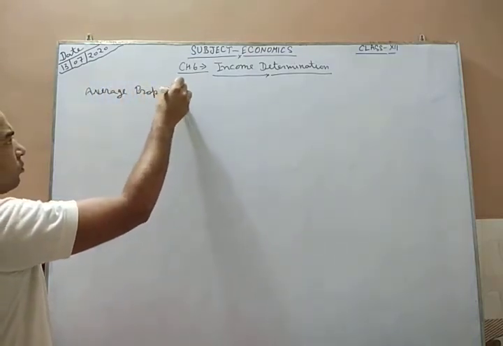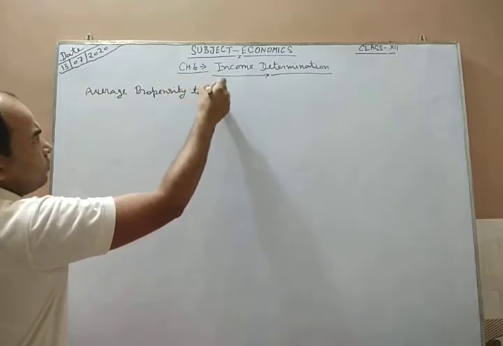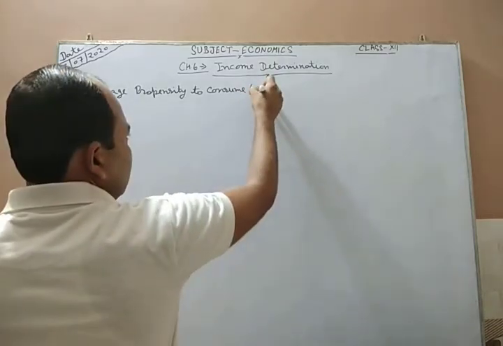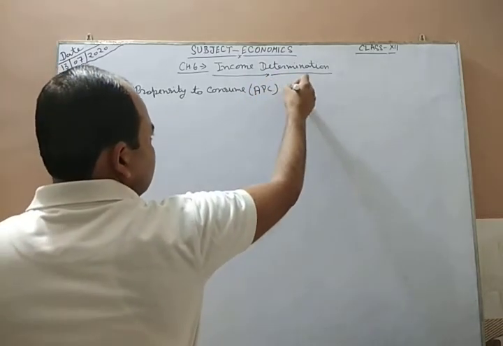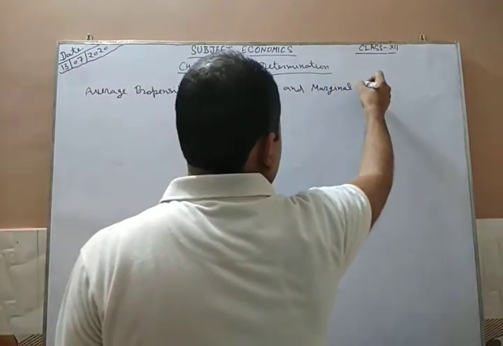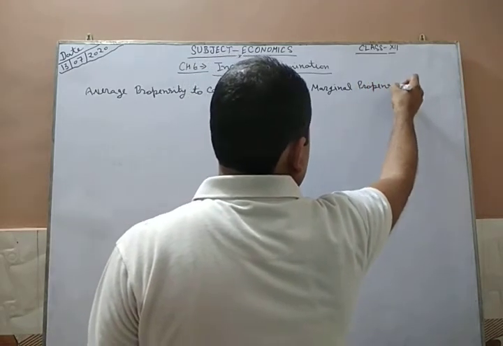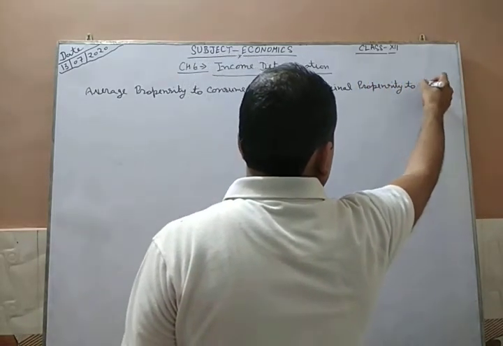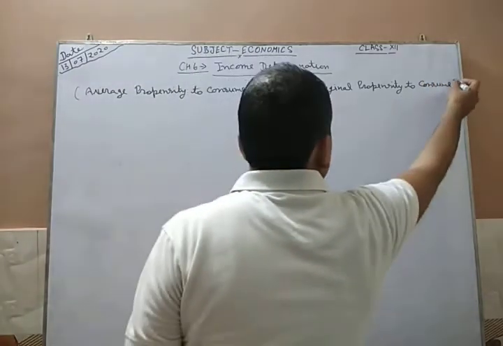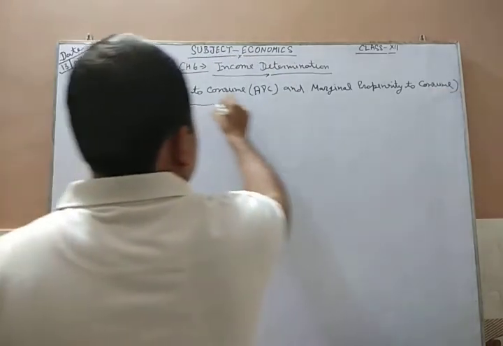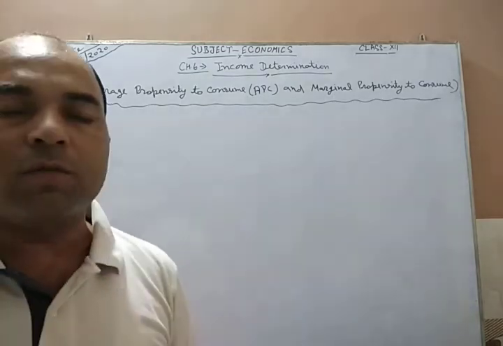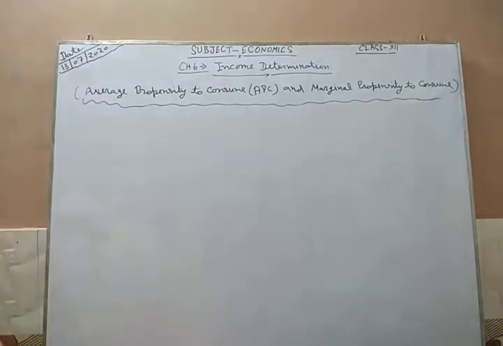So your topic is average propensity to consume, that is APC, and marginal propensity to consume. This is your new topic. What do you mean by average propensity to consume and marginal propensity to consume?